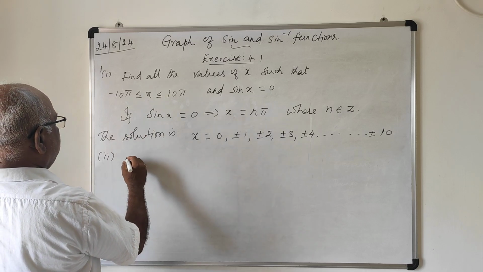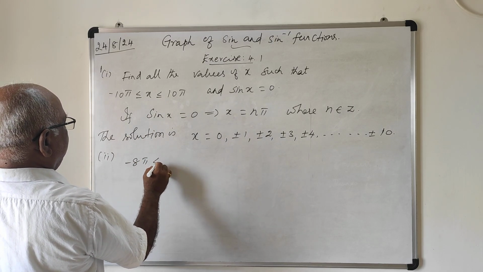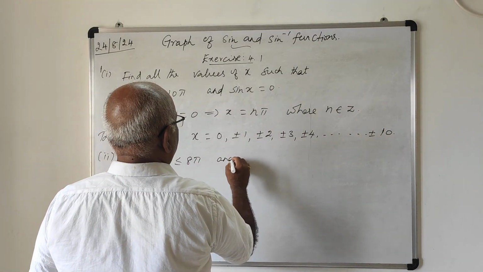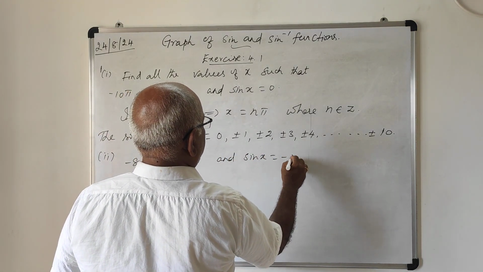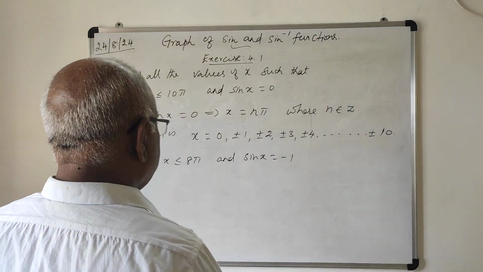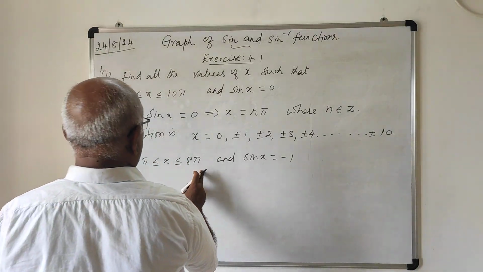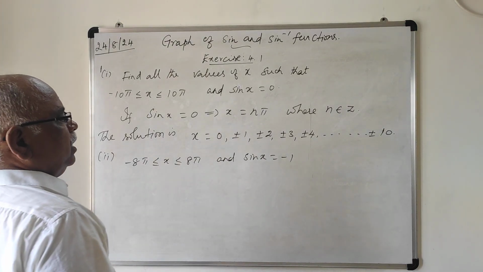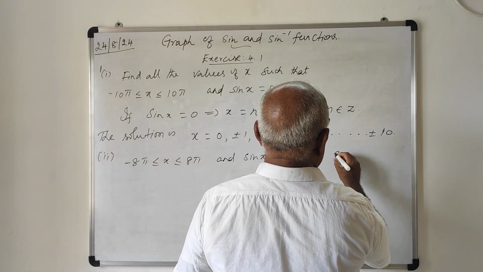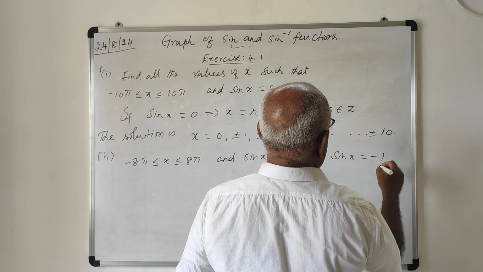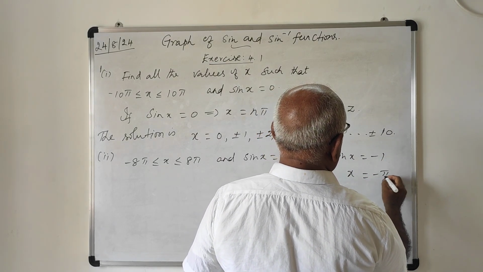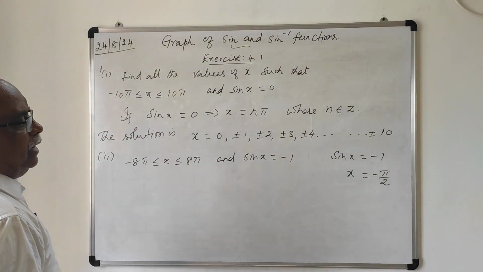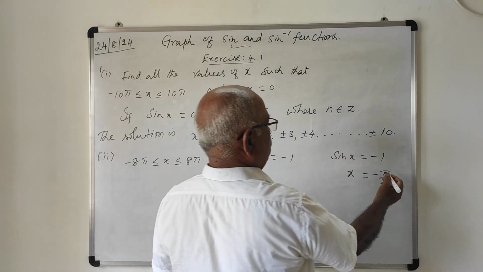Find all the values of x such that minus 8 pi less than or equal to x less than or equal to 8 pi and sin x equal to minus 1. That's the problem. Sin x equal to minus 1. We are going to solve this problem from minus 8 pi to plus 8 pi in the domain. We know that sin x equal to minus 1 implies x equal to minus pi by 2, because the domain is minus pi by 2 to plus pi by 2.